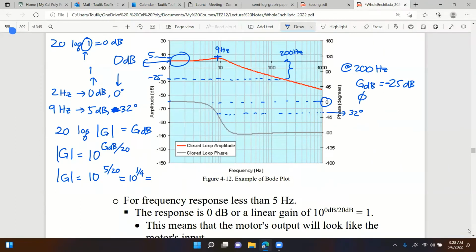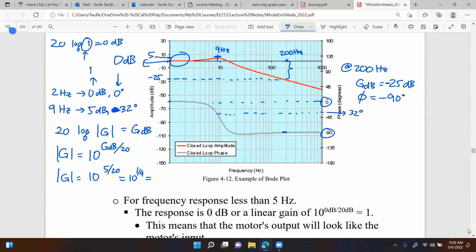The angle is at what? What is the phase angle? That's 90 degrees, so minus 90 degrees. So you can tell from here, by looking at the frequency response plot or Bode plot, that if you put in a sine wave at 200 hertz into the system, then the gain at the output would be negative. It would be a fraction of what you're putting in.